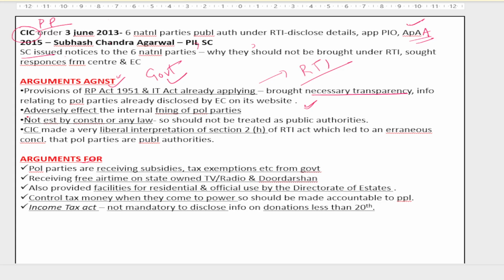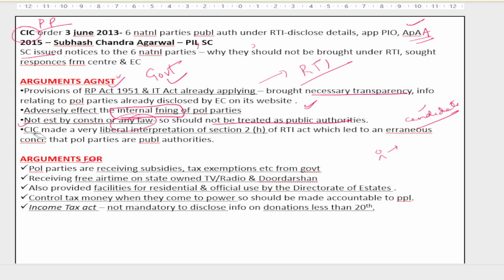Then, bringing political parties under the RTI Act is going to adversely affect their internal functioning, because people may ask why political parties have selected a certain candidate, on what basis a candidate was selected for contesting elections. So this is going to disturb the internal functioning of political parties. Also, political parties are not established by the constitution or any law. So they should not be treated as public authorities.